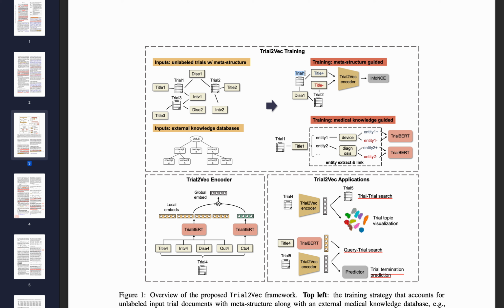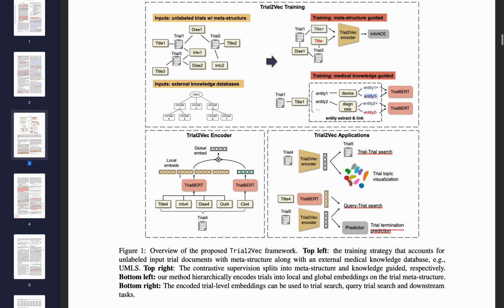So for trial 1, this is the global level, we create a positive example, we create a negative example, and this Trial2Vec encoder can use a loss function like InfoNCE and try to execute contrastive learning. And at local level, we can use UMLS to understand or extract useful entities, medical entities. And then for each of those entities, we can try to create a positive sample and negative sample, and then that can be further used to do contrastive learning at local level.